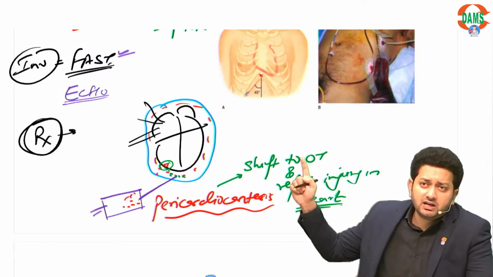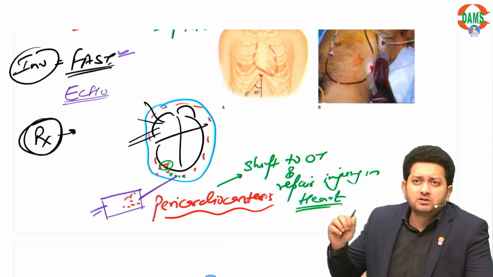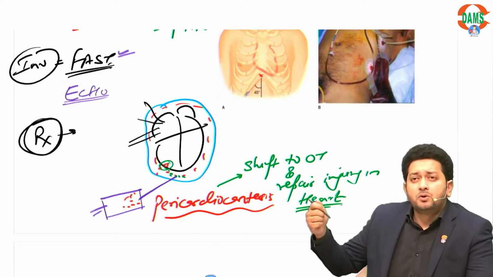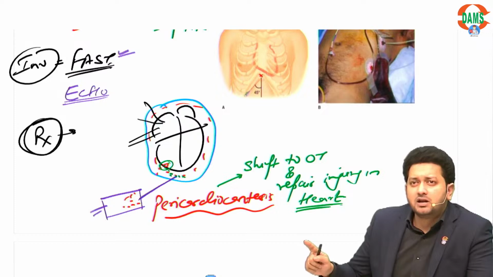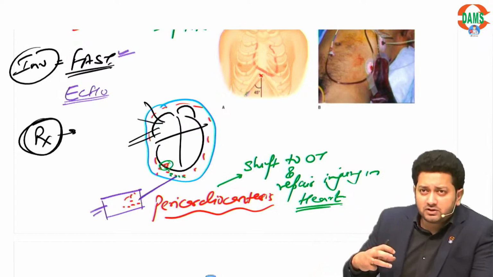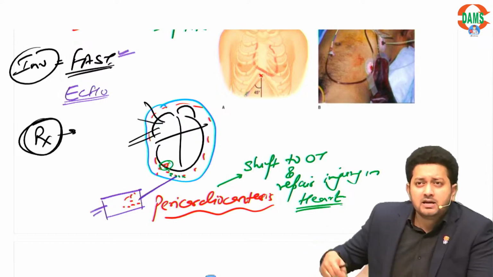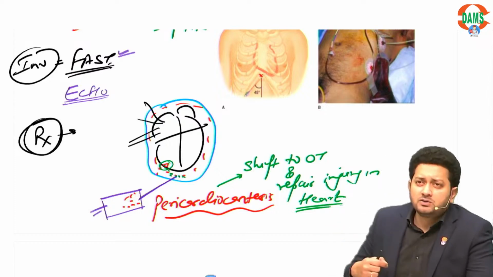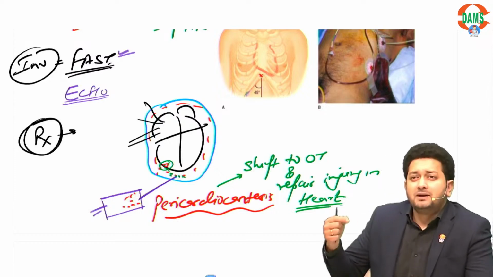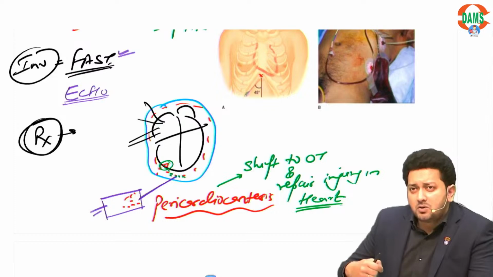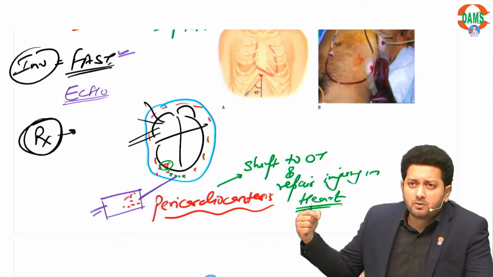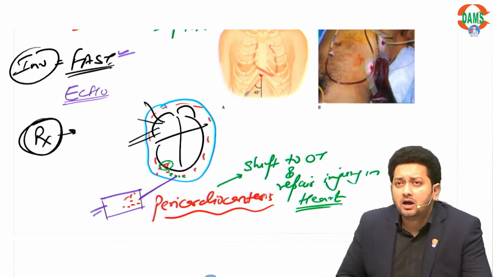Like in case of tension pneumothorax, putting a needle was not the definitive treatment, but putting the needle was the life-saving treatment so that the patient can survive for some time, so that you can put the ICD. Similarly, in this case, pericardiocentesis is not the definitive treatment, but this is the life-saving intervention so that you can shift the patient to the OT and do the proper surgery and repair the injury in the heart.